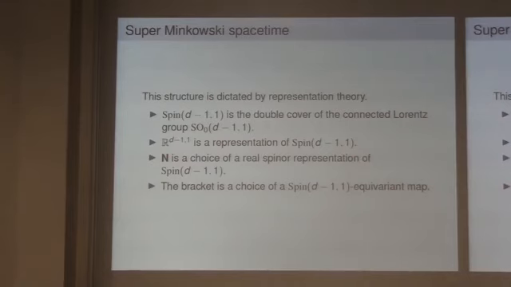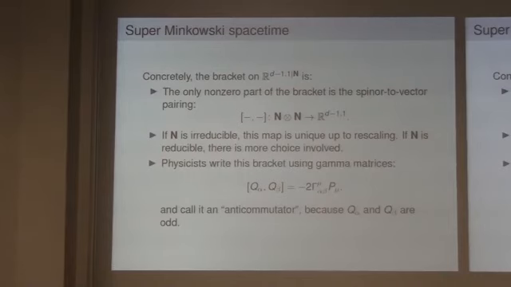Minkowski spacetime is a representation of the spin group in an obvious way. But N is a choice of a real spinor representation of the spin group. And the bracket is the choice of a spin equivariant map. These are choices that go into defining every super Minkowski spacetime. But they're quite restricted choices. Concretely, the bracket is only non-zero when you take two spinors and turn them into a vector. Vectors commute with everything. If the representation N is irreducible, then because of Schur's lemma, this map is unique up to rescaling. If N is reducible, there is some more choice involved, but still quite a controlled family of choices.